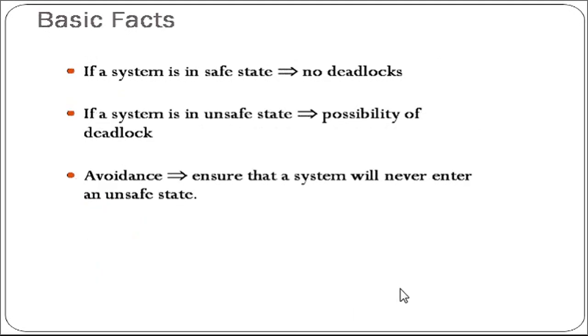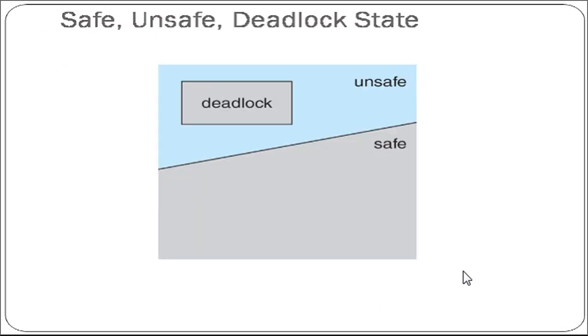That is, if the system is in a safe state, there is no deadlock. If the system is in an unsafe state, there is a possibility of deadlock. And our deadlock avoidance system ensures that the system will never enter into the unsafe state. Now this diagram explains the relation between deadlock and the safe state. If the system is in a safe state, there is no deadlock. But if the system is in an unsafe state, there are chances that deadlock occurs.